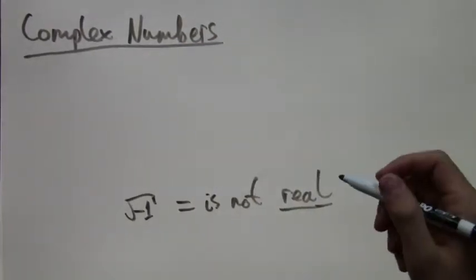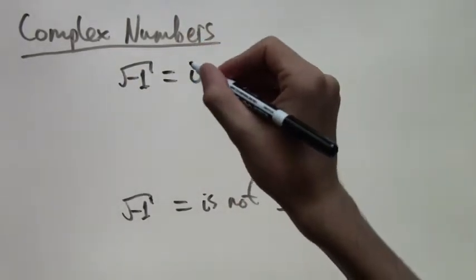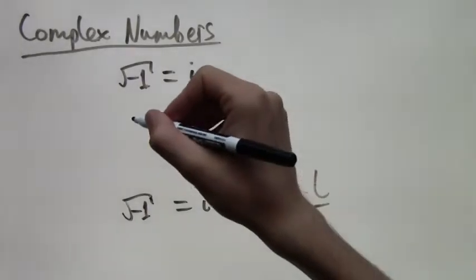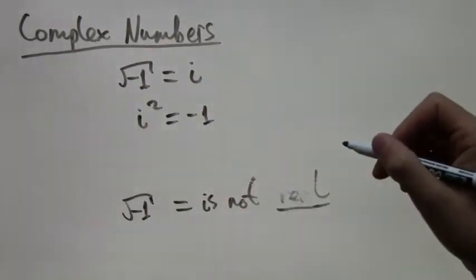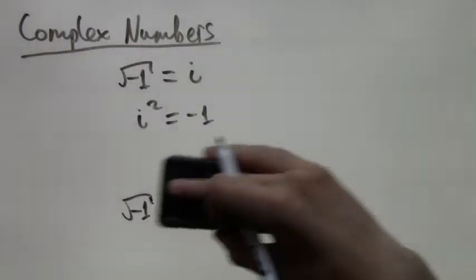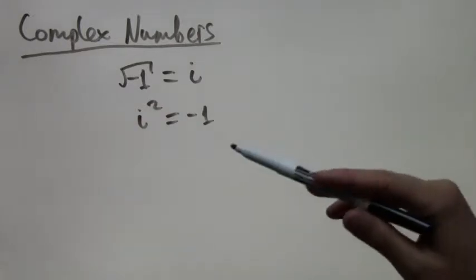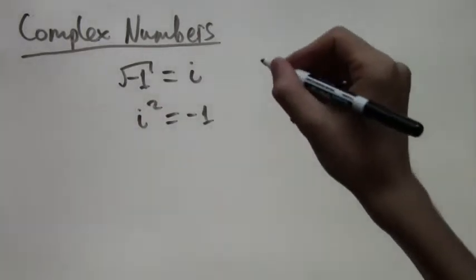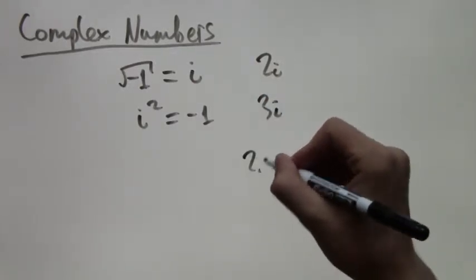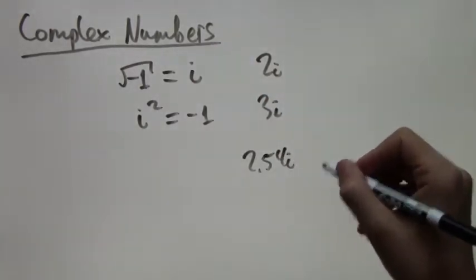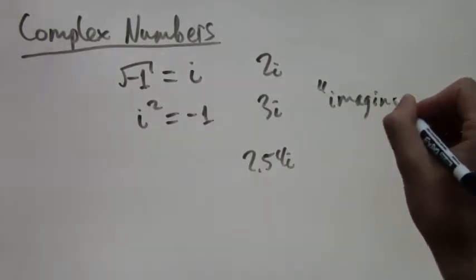But there's a class of numbers that are called imaginary numbers. That is, the square root of negative 1 can be labeled as i. And i is the number so that i squared is equal to negative 1. It's not a real number. It's not 0 or 1 or a decimal. It's just i. And that's the only way to really understand it. And you can have 2i, and you can have 3i, 2.54i, any sort of multiple of i. That's called an imaginary number.